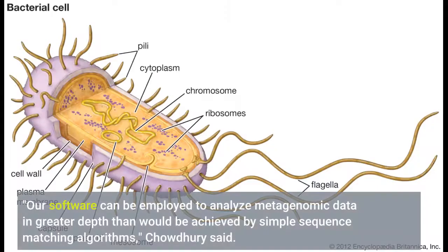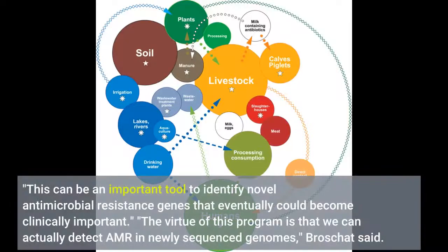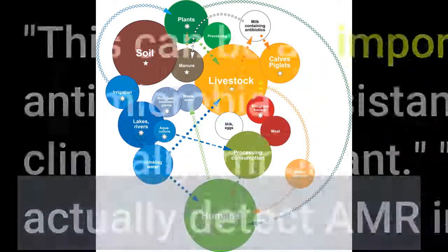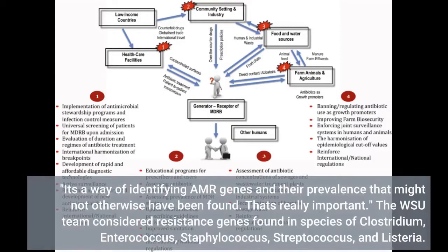Our software can be employed to analyze metagenomic data in greater depth than would be achieved by simple sequence matching algorithms, Chowdhury said. This can be an important tool to identify novel antimicrobial resistance genes that eventually could become clinically important. The virtue of this program is that we can actually detect AMR in newly sequenced genomes, Broschat said. It's a way of identifying AMR genes and their prevalence that might not otherwise have been found.